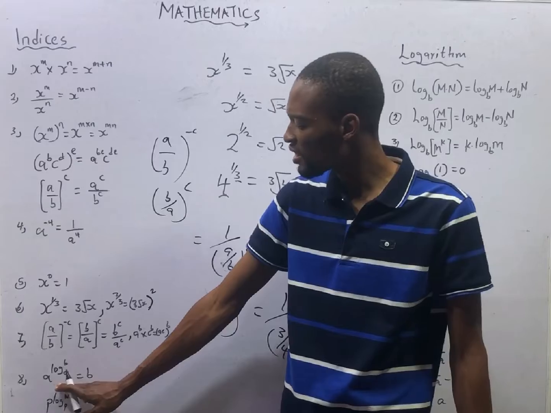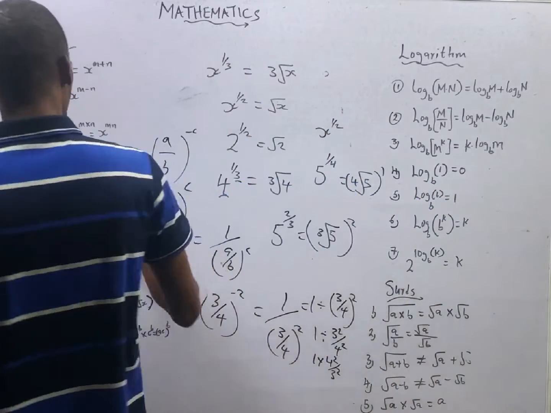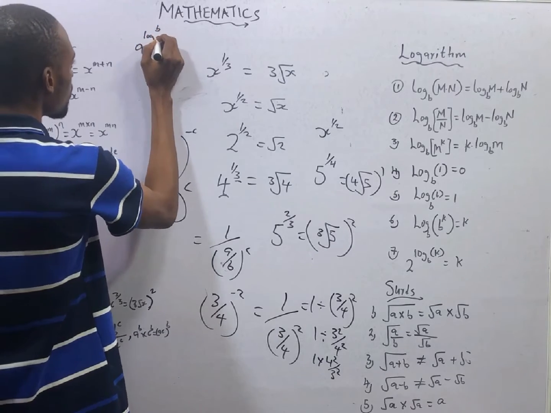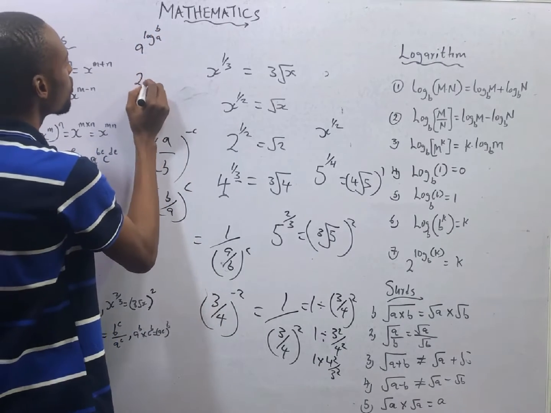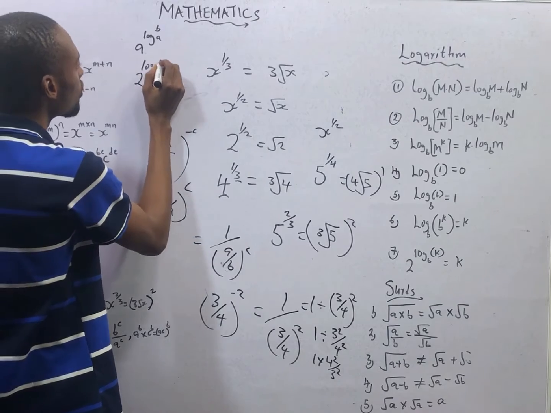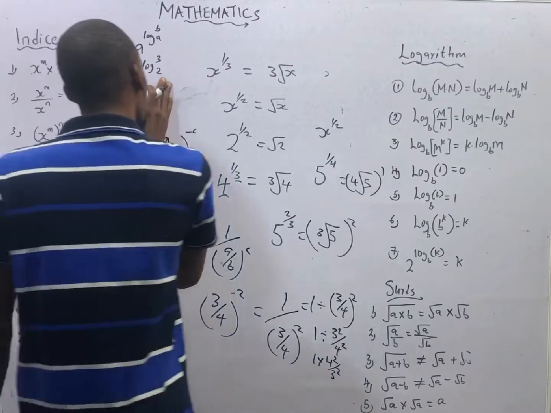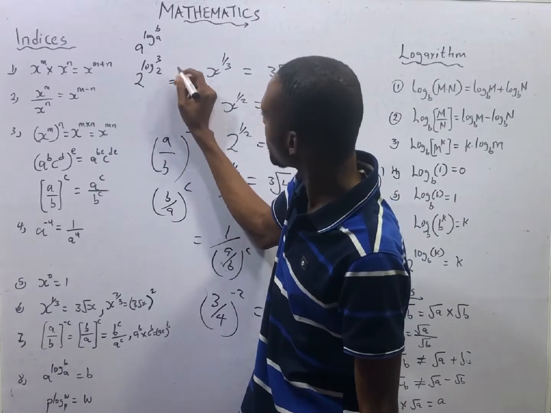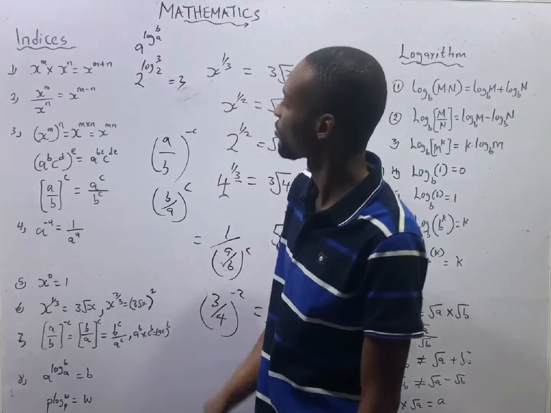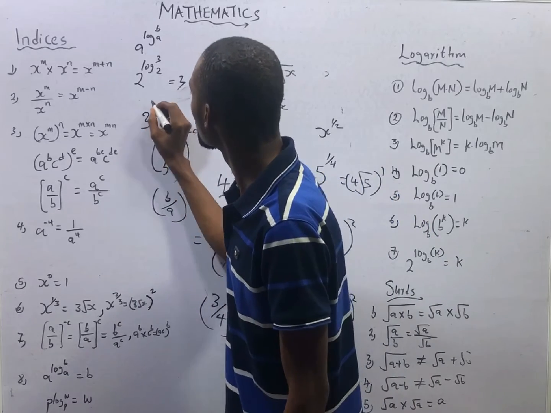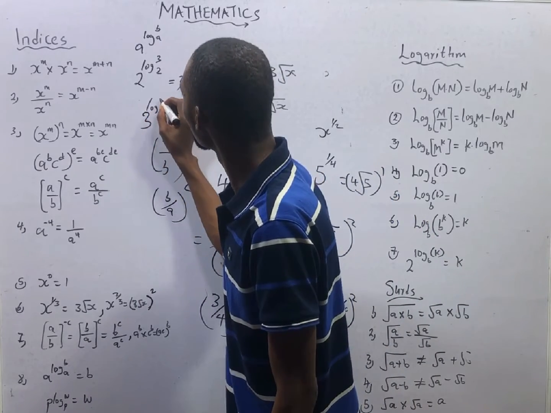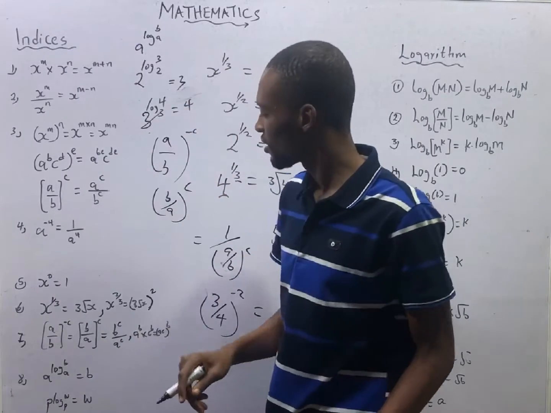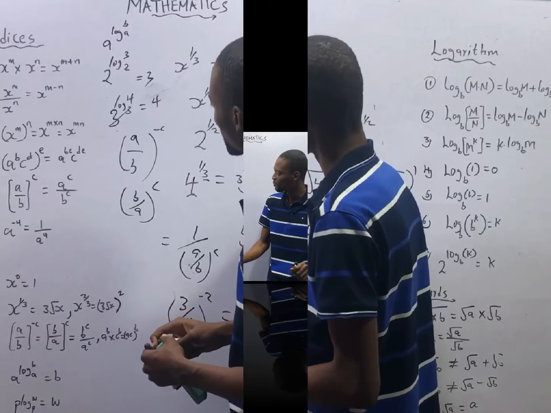And a relationship between indices and logarithm is that if you have a raised to the power of log b a, let's say you have 2 raised to the power of log 2, then 3. Something like this. Here and the base here are the same. The answer is simply the power here, 3. If you have 3 raised to the power of log 3, then 4, this equals 4. These are the laws of indices.